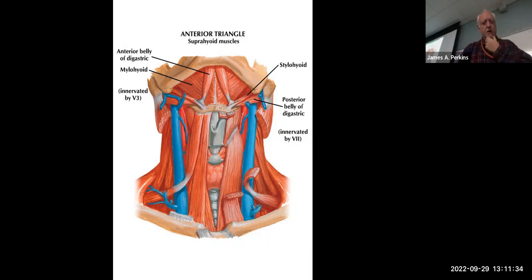Over on the other side of the slide, I intentionally split these muscles up, labeled some on the left side of the slide and some on the right side of the slide. The muscles on the right side of the slide are also suprahyoid muscles, but the two that are shown on the right side of the slide are both innervated by cranial nerve 7, facial nerve. We talked about these briefly on Tuesday when I was talking about the cranial nerves.